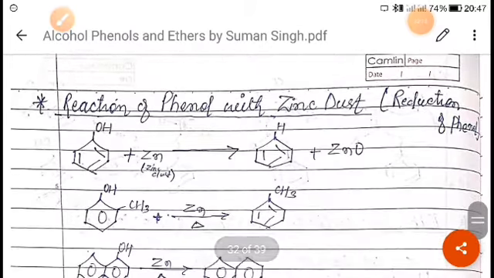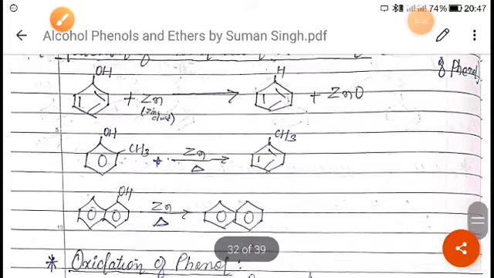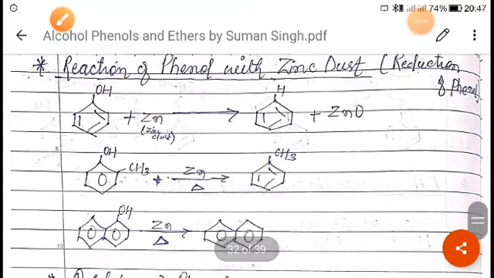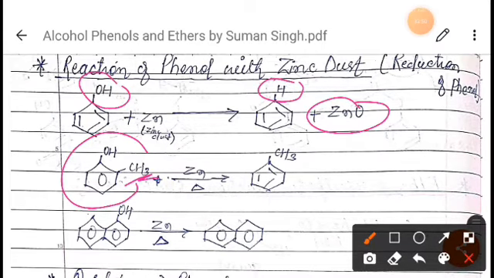And after that in your syllabus, next is zinc dust. This is also called reduction of phenol. Here it is very simple. We are using zinc dust. Always remember that the zinc dust we are using should be dry. As you can see, I have already written it should be dry, right? Let me show you. What is happening here is that in place of OH, we are getting H, and ZnO will come out from the reaction. Now again in this reaction also CH3 will remain as it is. In place of OH, H will come.